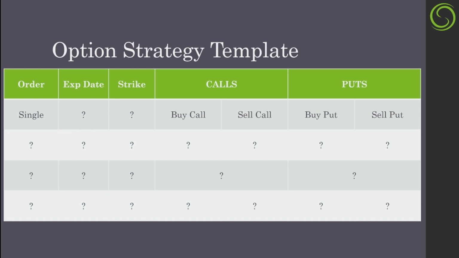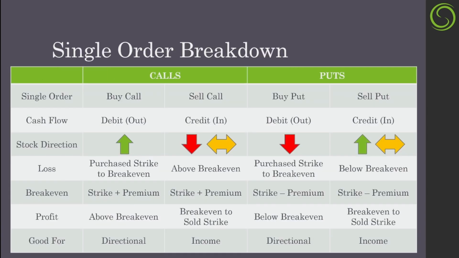So it's simple, right? You can buy a call, you can sell a call, you can buy a put, you can sell a put. So this is how the breakdown of each one of those different order types works, and what you can expect from the performance of the option relative to where the stock is. Okay, now let's walk through this and get a quick understanding of what we're looking at here.